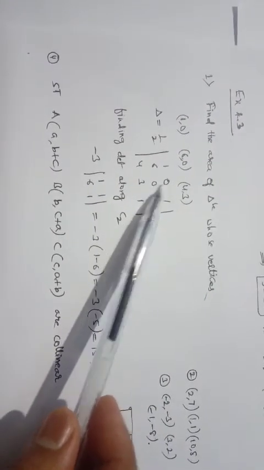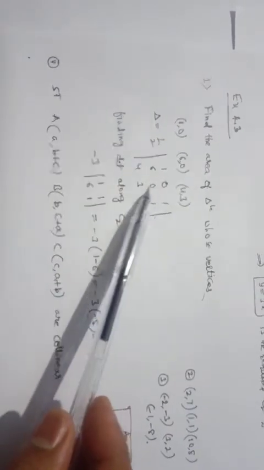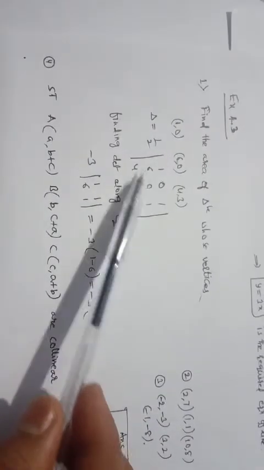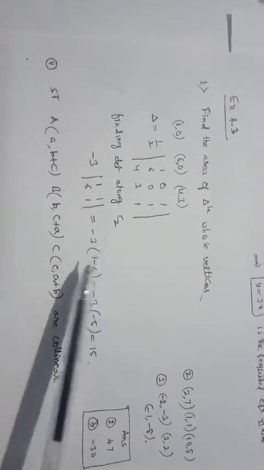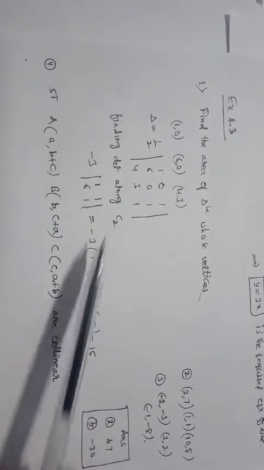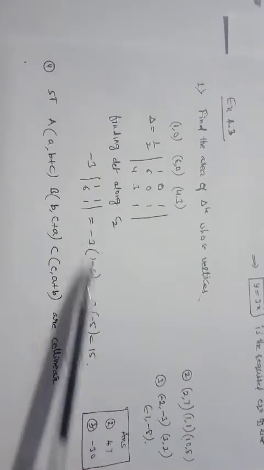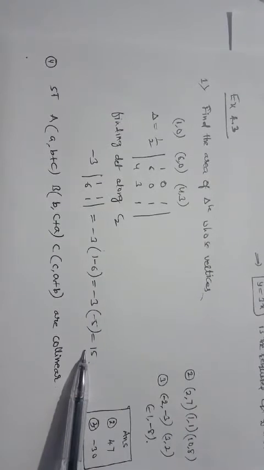The sign pattern is minus, plus, minus, so it is minus 3 into the remaining sub-matrix, which is 1 1, 6 1. Finding the determinant of 1 1, 6 1: minus 3 into (1 into 1 is 1, minus 6 into 1 is 6), which is minus 5. So minus 3 into minus 5 will become plus 15.